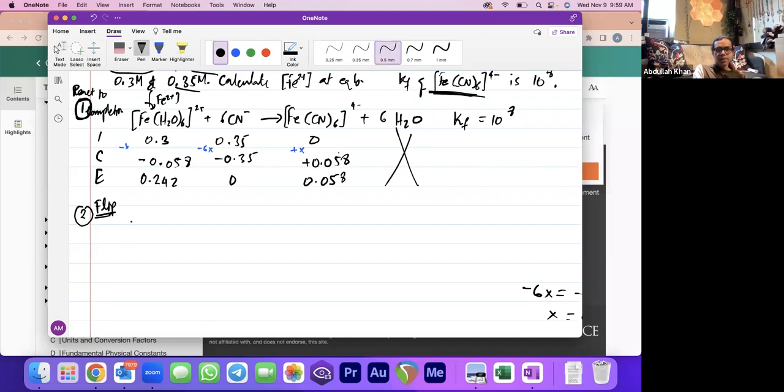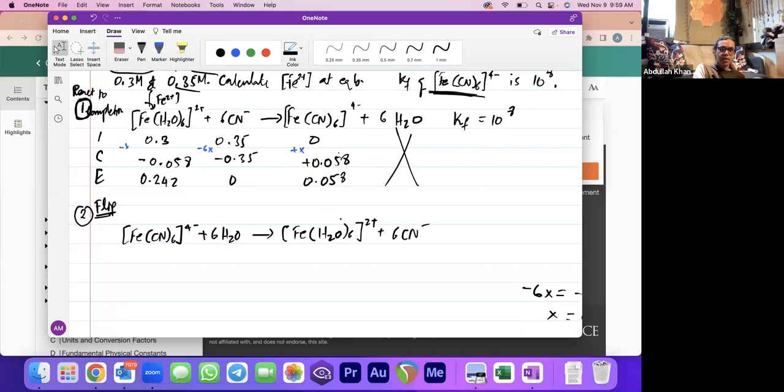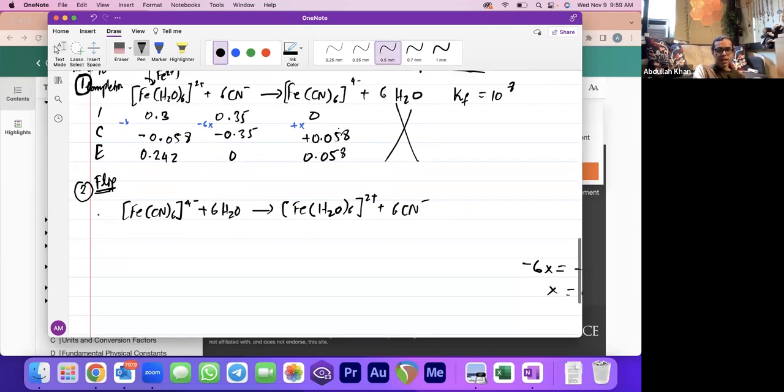Products become reactants. So we've got Fe(CN)6 4- plus 6 H2O, useless for an ice table, comes Fe(H2O)6 2+ plus 6 cyanide ions, and ICE. Make sure to flip your values. Cyanide was 0.